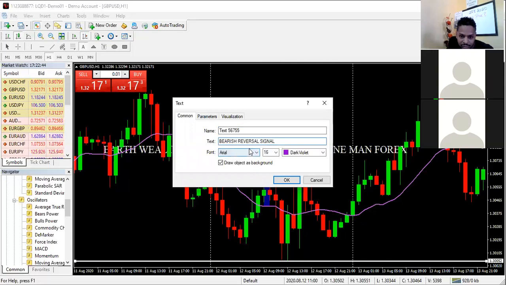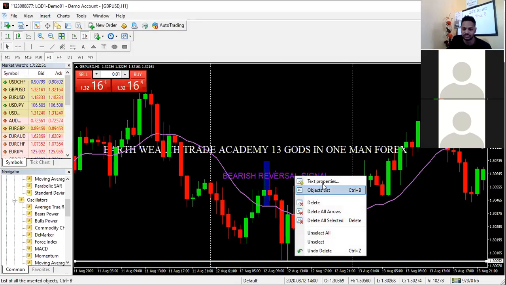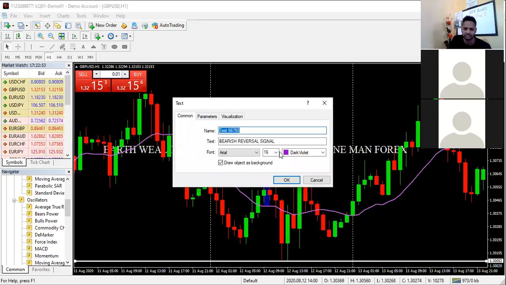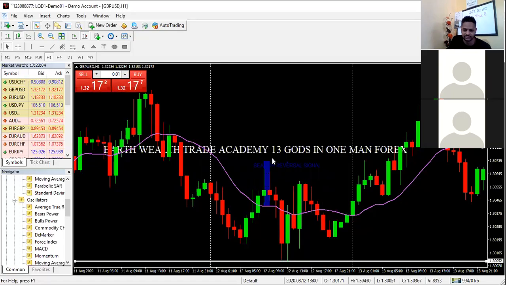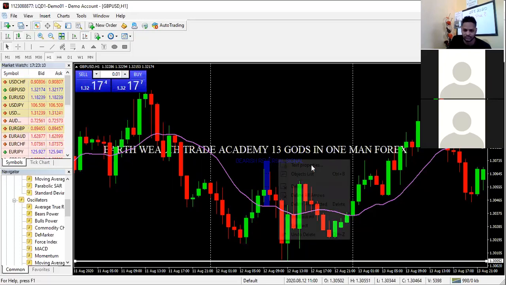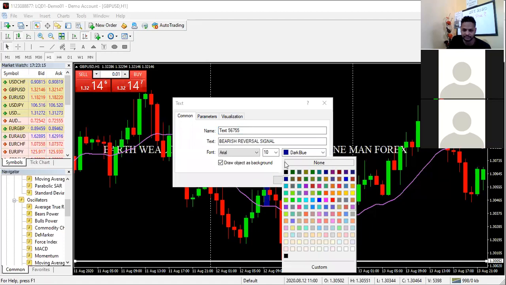Okay, bearish reversal signal. Great stuff. So this is what this is right here. And I'm actually going to make this a little bit smaller, about 10. Change the color. Put the color the same thing in blue. I think you guys can't see that, right? It's a bit rough, right? Yeah, let me change the color. Probably yellow. Let's try yellow.